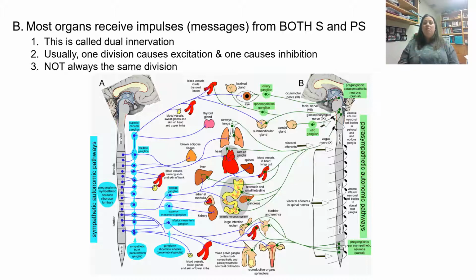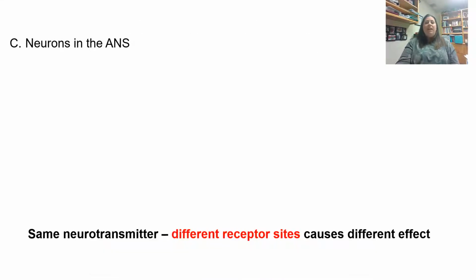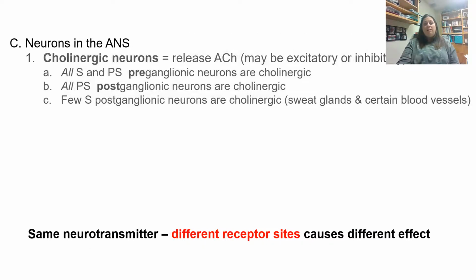So it depends on the location, and it depends on which division is talking to it. Now, neurons of the autonomic nervous system. Cholinergic neurons are going to release acetylcholine. They may be excitatory or inhibitory. So all sympathetic and parasympathetic preganglionic neurons are cholinergic. All parasympathetic postganglionic neurons are cholinergic.